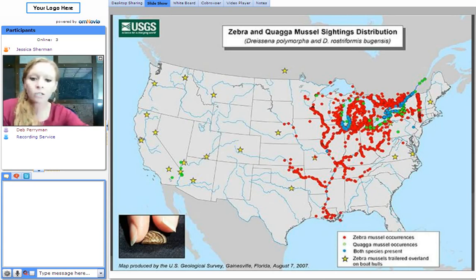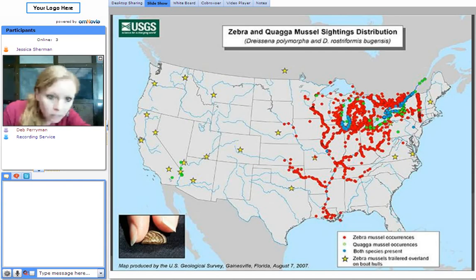And then this is a map that was produced by the U.S. Geological Survey, and the dots are showing the difference between the zebra mussels, the quagga mussels, and where both of them are occurring. So the red dots, you can see the pretty widespread ones, are the zebra mussels. The quagga mussels are the green dots, so they've also occurred throughout the Great Lakes. And then both species are the blue dots.